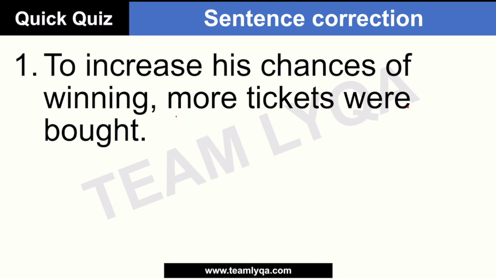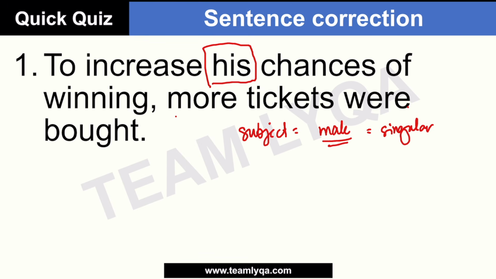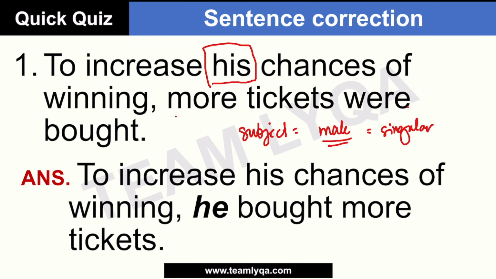Walang subject. So, kanino natin ikakabit yan? Meron tayong clue right here, kasi sabi dito, his chances of winning. So, the subject is a male. At siya ay mag-isa. Okay? Or singular. No? So, to increase his chances of winning, what we could say would be, he bought more tickets. Okay? So, may gumawa na nung action. Nung pagbili ng maraming tickets. To increase his chances of winning, sino yung mananalo? Siya, he bought more tickets.